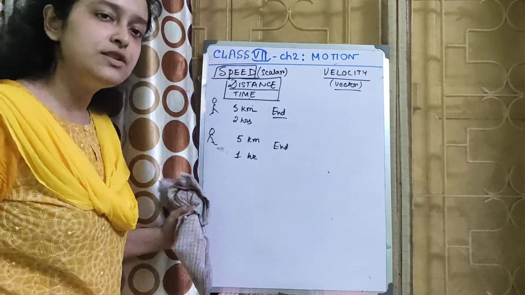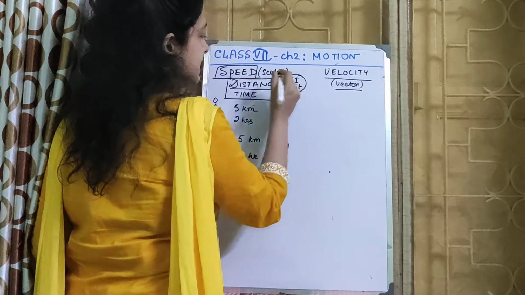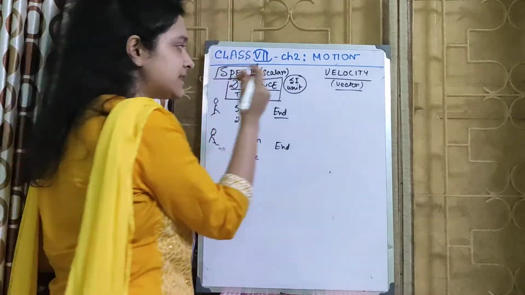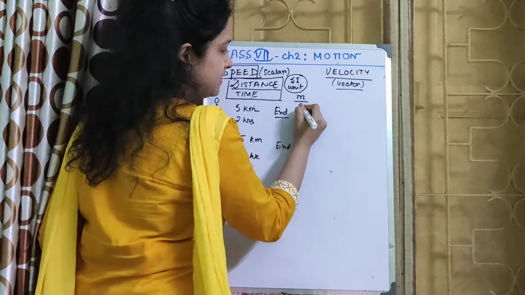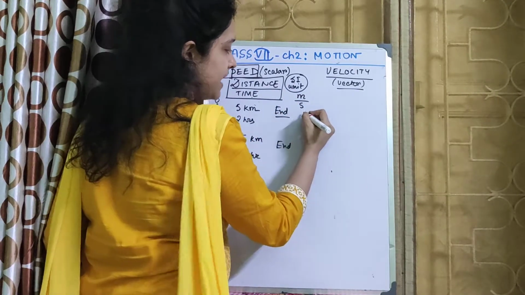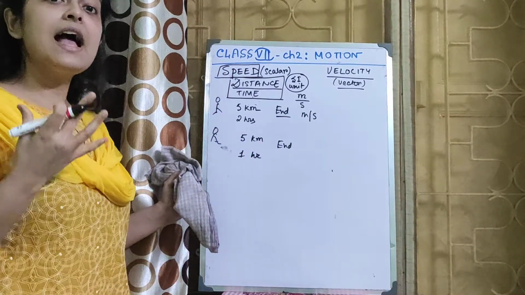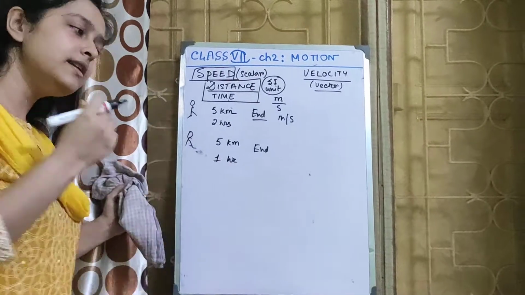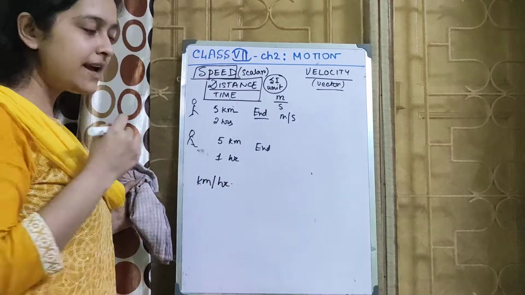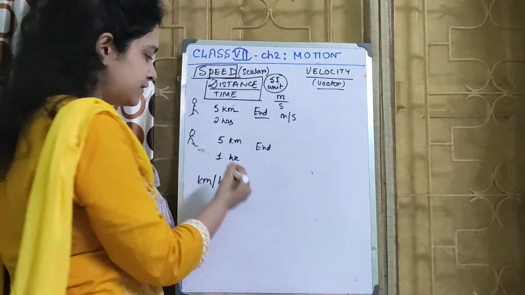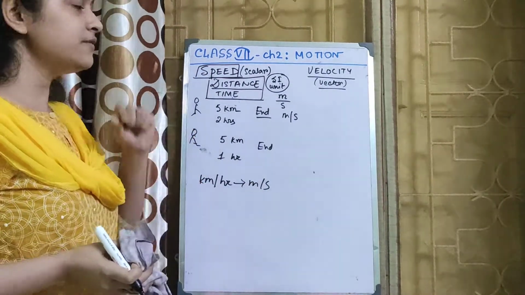What can be the SI unit of speed then? The SI unit of distance is meter, and by time the SI unit is second. So meter per second. And obviously, we have bigger units of speed also. I can write my speed in kilometer per hour. If I can write speed in kilometer per hour, I can convert from kilometer per hour to meter per second. These are bigger units of speed.